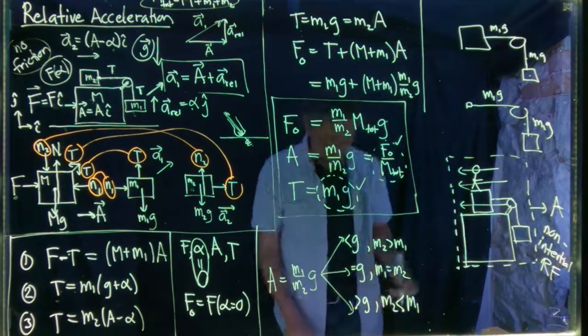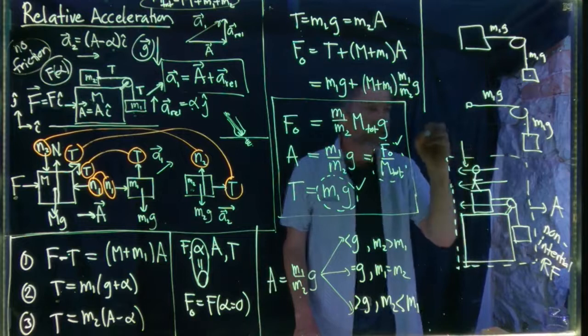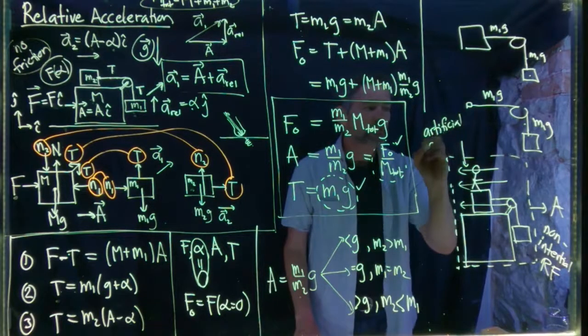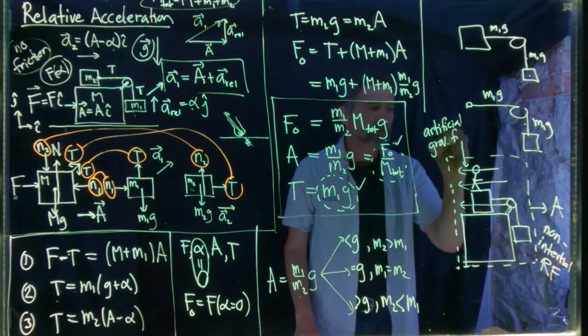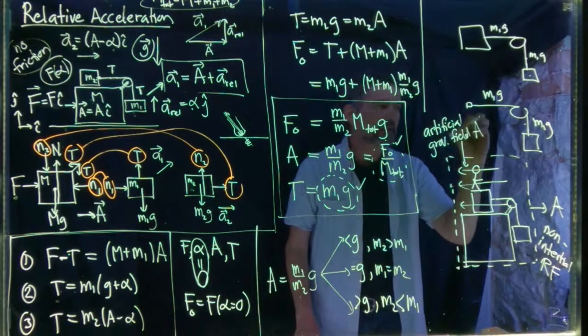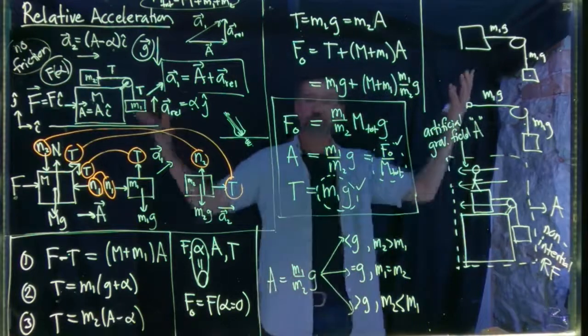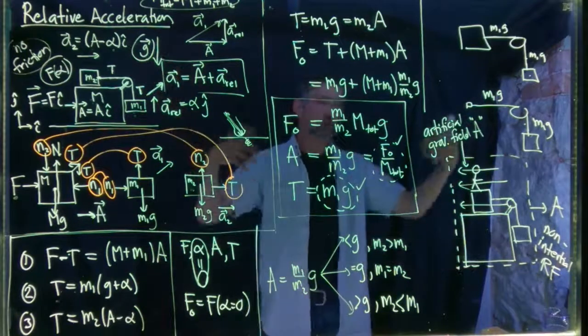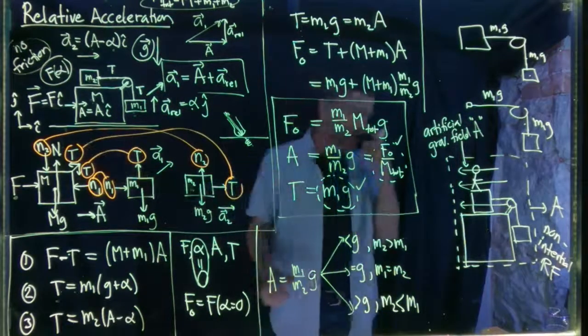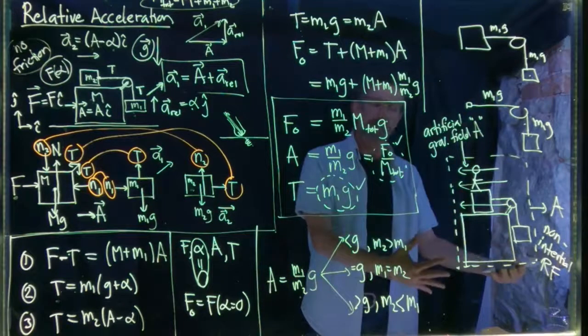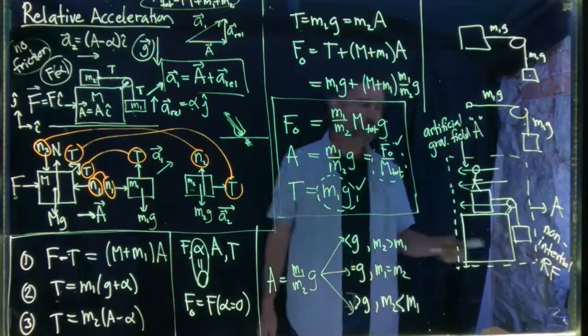And so we say that, yes, this guy is in an artificial gravitational field A, just like we're in this gravitational field g. This guy's in an artificial gravitational field A that way. He's also in this gravitational field this way. Just focus on the horizontal component of this gravitational field.